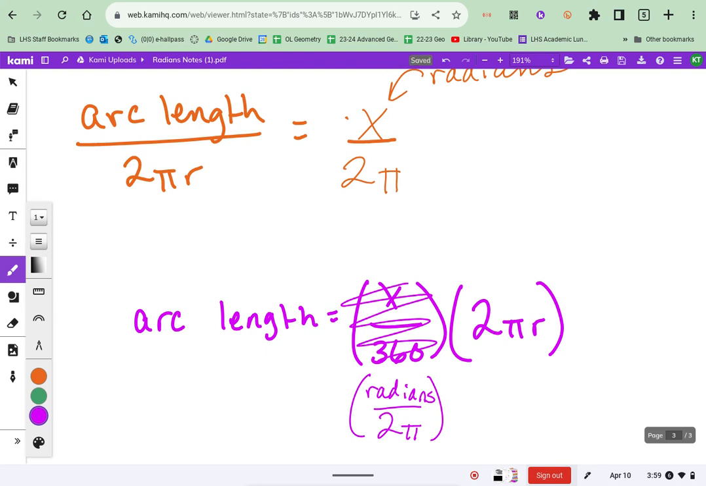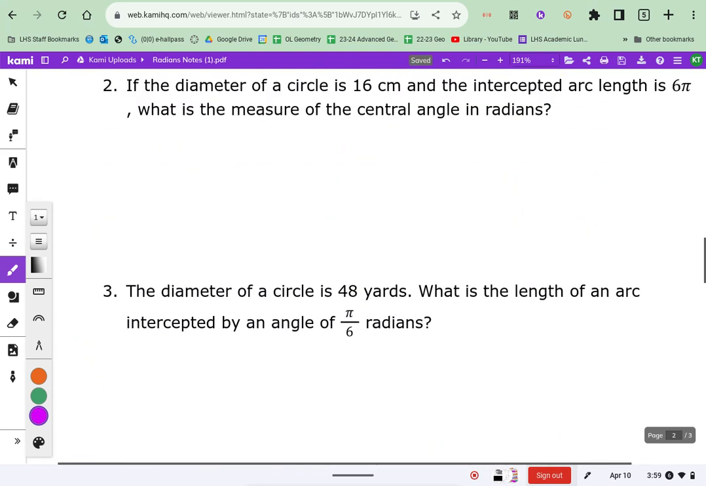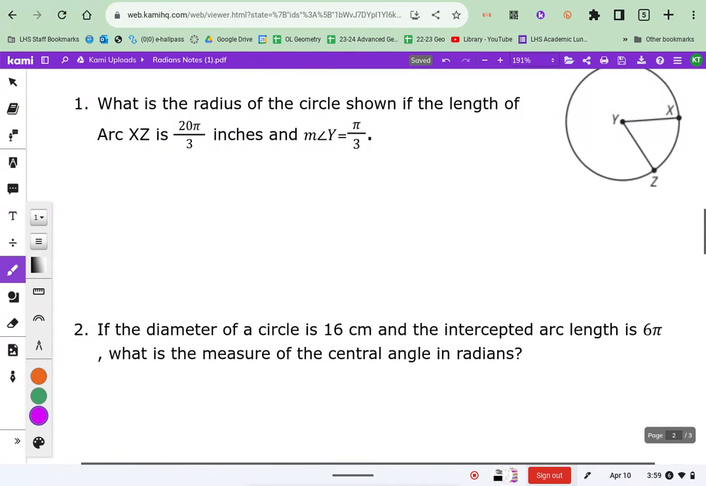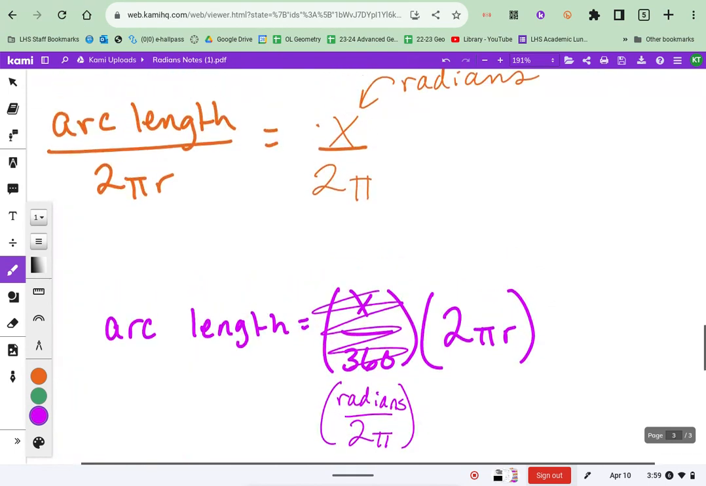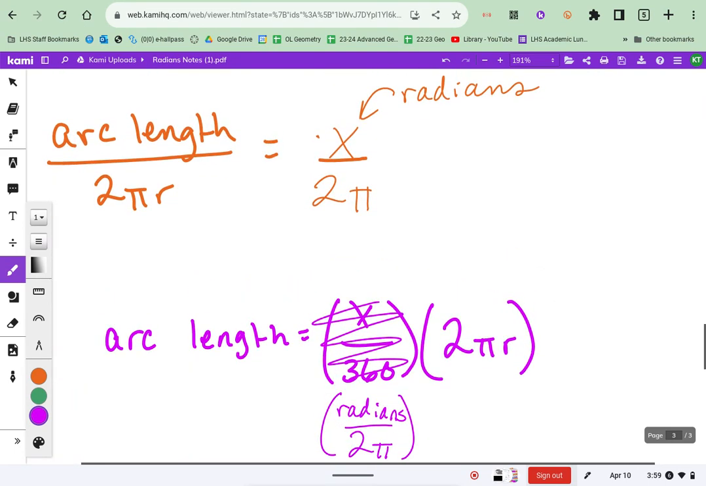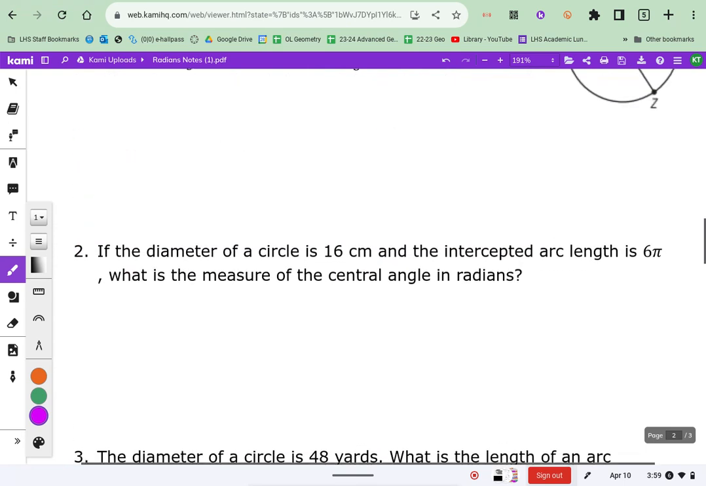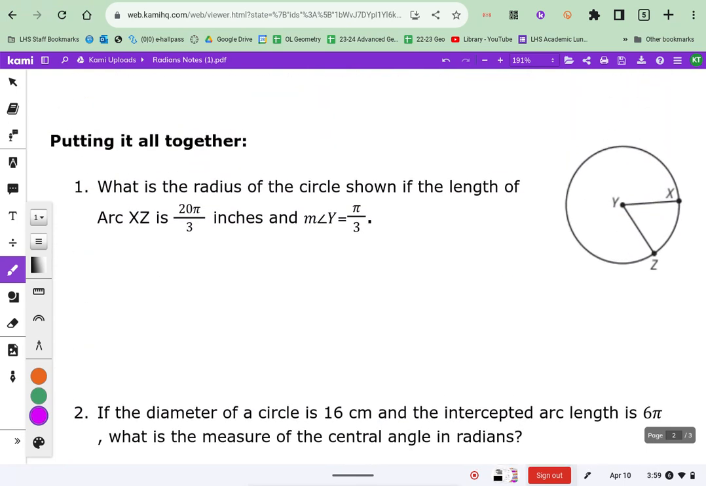So I'm going to show you one example problem of how to do it this way, changing out the x over 360 to the 2 pi situation. And then I'll describe a different way of solving it, and then you can decide which way you prefer.